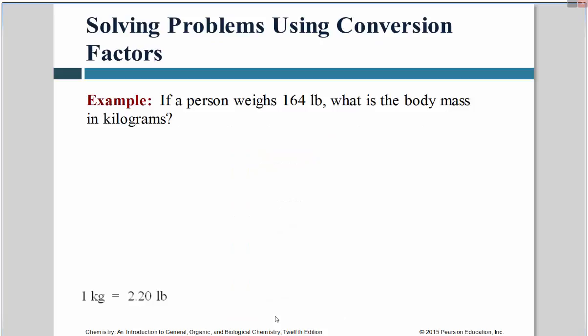Alright, rather than trying to take you step by step without doing any kind of examples, I'm going to jump right into it and talk my way through it and go rather slow so you can see where I'm putting what number and why. If a person weighs 164 pounds, what's the body mass in kilograms? So 164 pounds, that's our starting number. That's what we're actually trying to convert. That's going to be our initial unit. The kilograms is the unit that we're looking for.